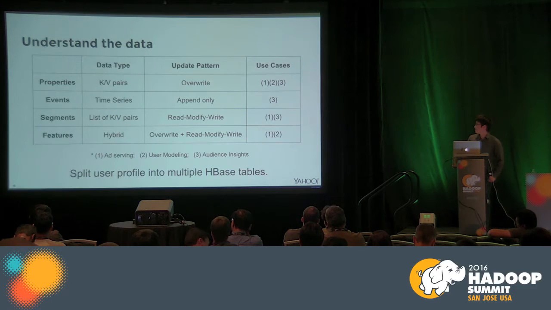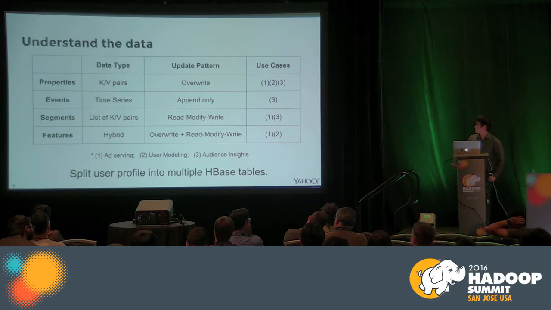The last one is the features. Features are the data that are derivative features coming from the events data. The update pattern is a combination of both override and read, modify, write. And the features data will be used in ad serving and user modeling.